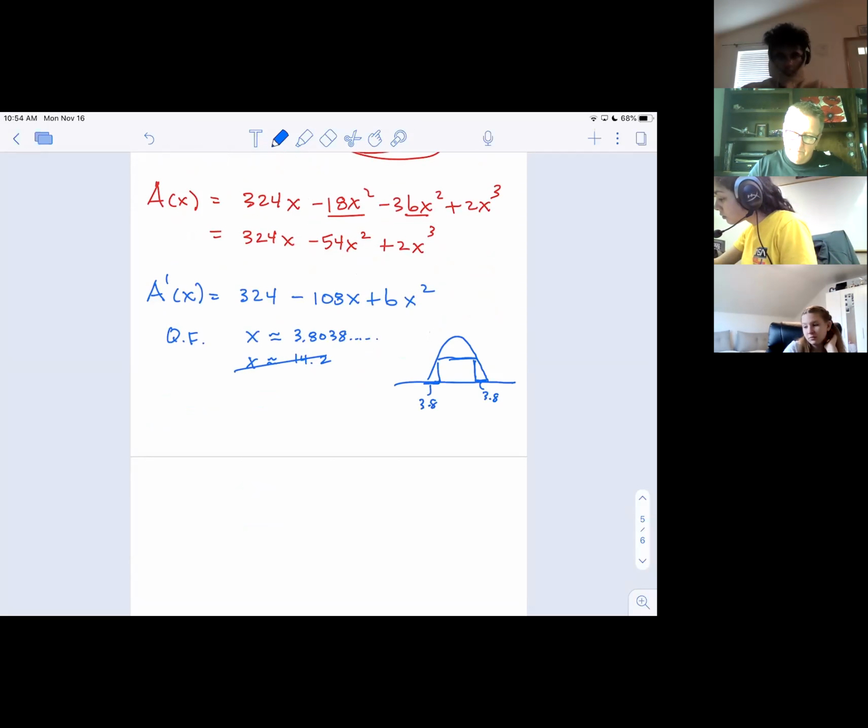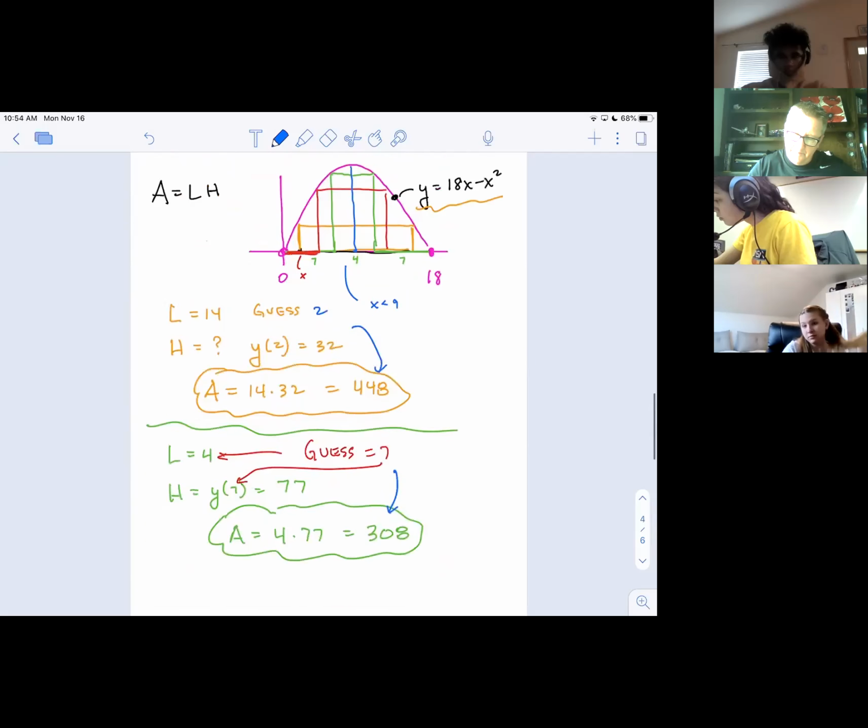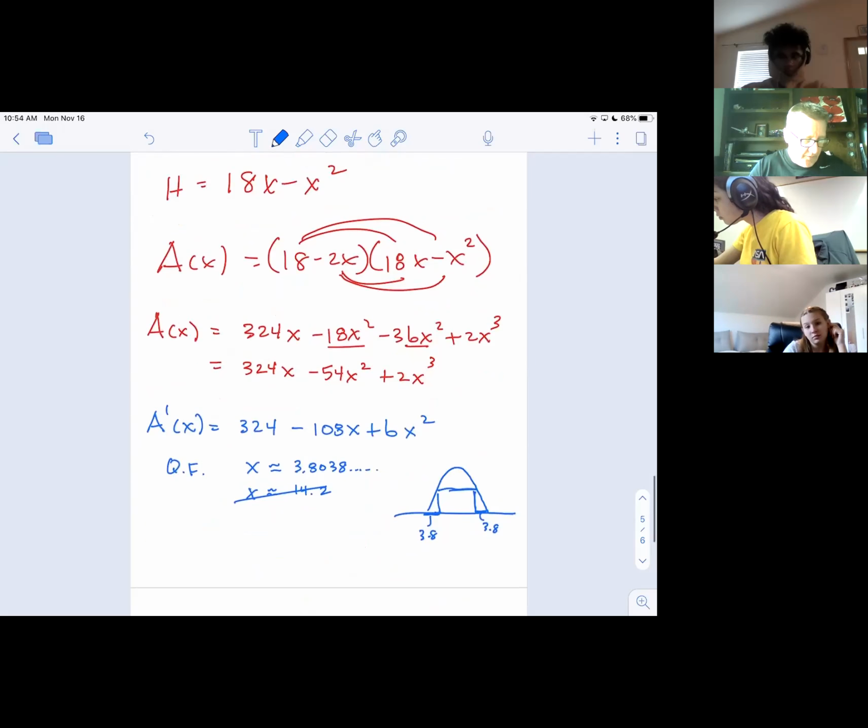So since the whole distance was 18 all the way across, if I go 18 minus 2 3.8s, it's really 10.4. So this is 10.4. And if I put 3.8 into the equation, 18 times 3.8 minus 3.8 squared, I'm actually getting a height of 53.96. So, you know, just pay attention to the way the question's worded.